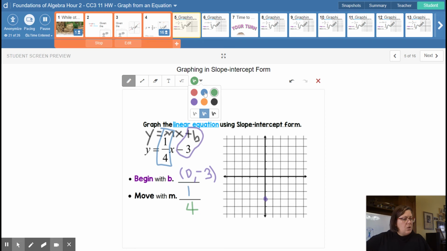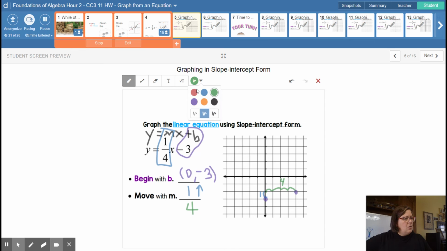Once you identify your slope, then you go back to the y-intercept, and you're going to move whatever the slope is. So because my rise is a +1, I'm going to go up 1 from that point. I am not going to put another dot. And then my run is 4. It's like walking up 1 block, turning the corner, and walking 4 more blocks to the right. If my slope had been -1/4, I would have gone down 1, but I would still go right 4. Okay, so again, I went up 1, and I went right 4.